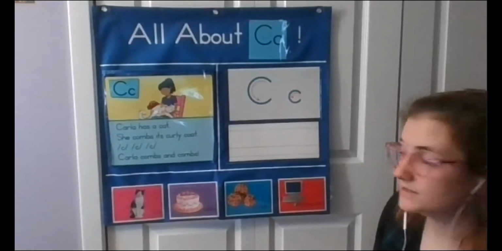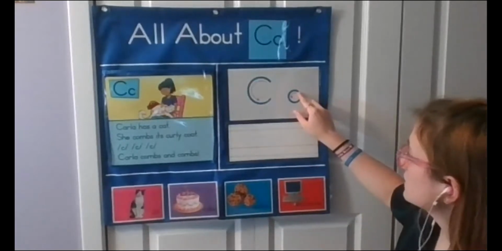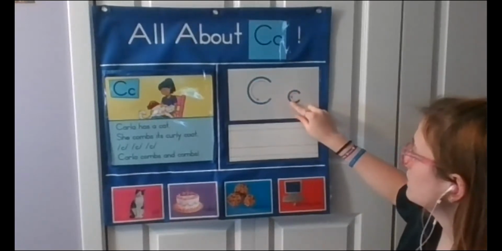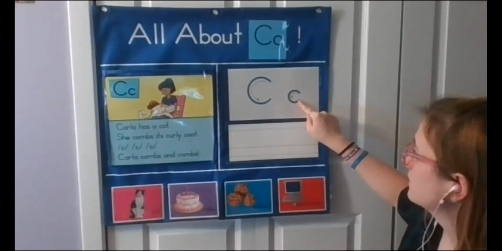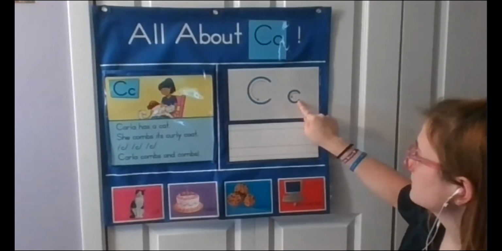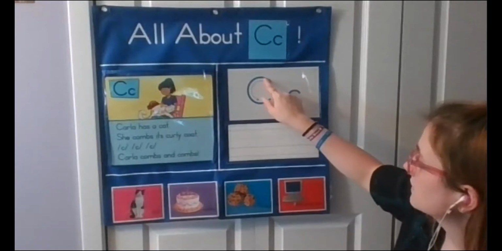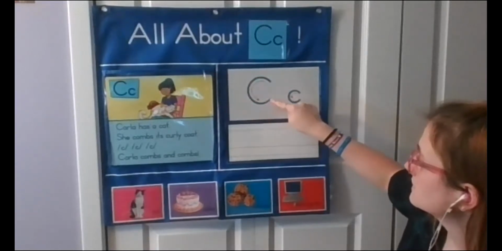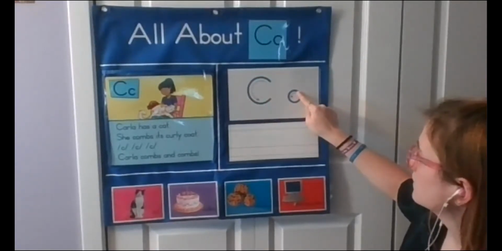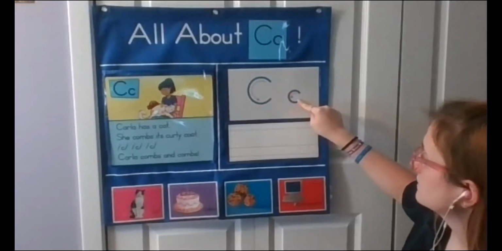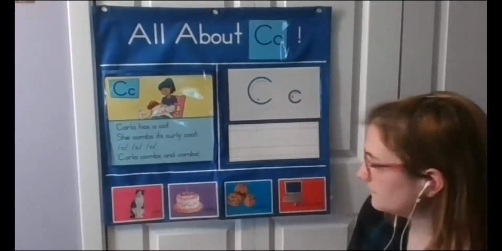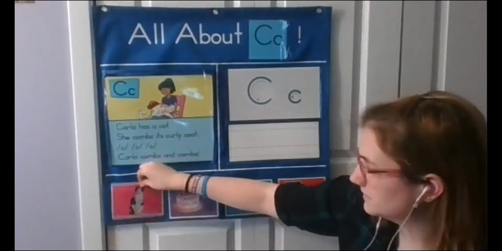Lowercase c is very similar, just smaller. Start here, curve all the way around, and stop. Once again, curve around and stop. Curve around and stop. We have 4 letter cards.